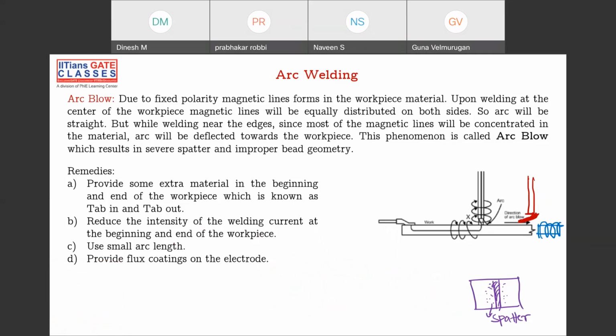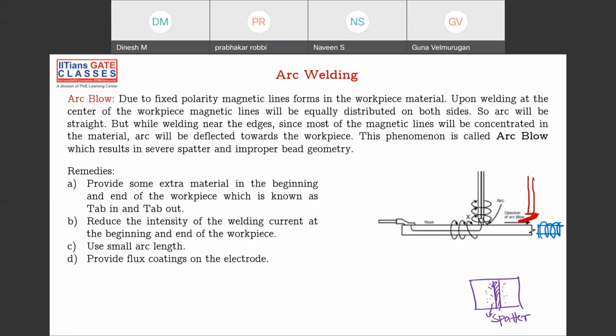This might also be a question in the examination. First, they'll be giving some sentence, then ask, what is this? Or maybe they'll say, what is arc blow? And they'll be giving some options. You should be able to pick the right one. Or maybe, which one of the following options is a remedy or not a remedy for arc blow? Right? These can be the questions.